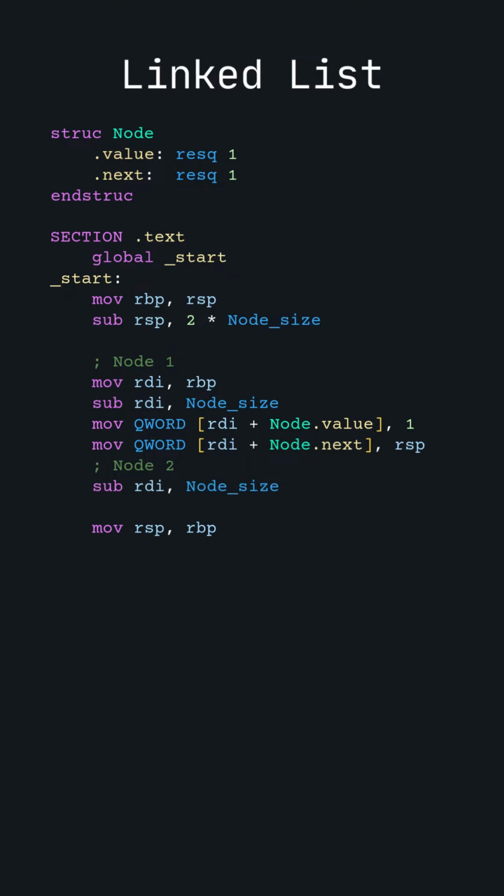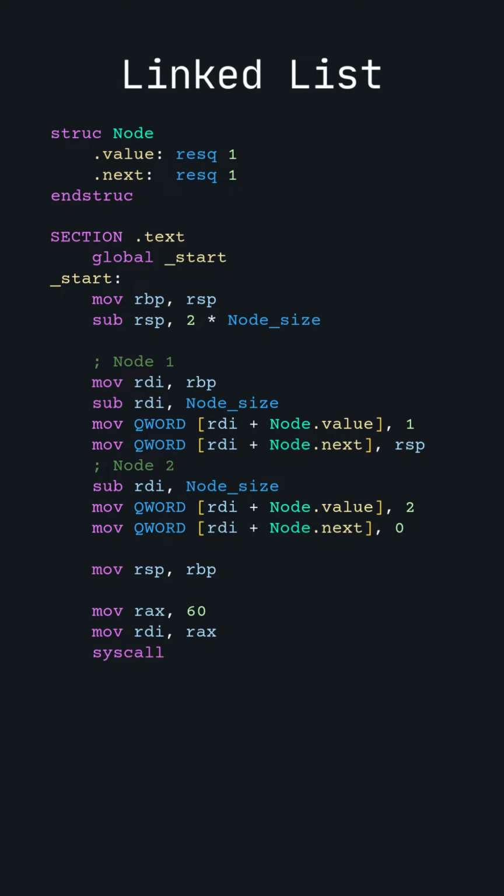For the second node, we'll subtract the node size from RDI again and set its value to 2. Because there are no other nodes in the list, we will set the next property to a null pointer. We'll end our program like normal.